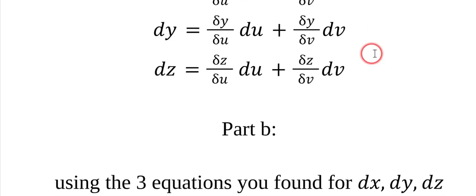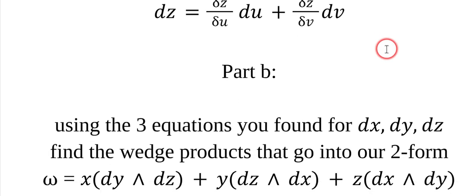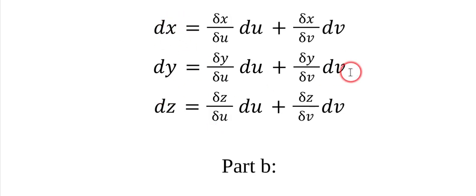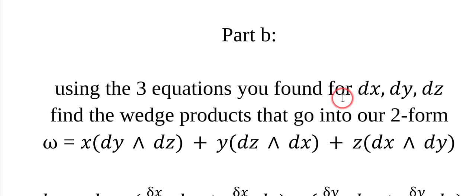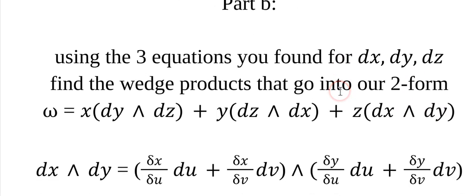Now, part B, this is the interesting part. Use the three equations you just found, dx, dy, dz. Find the wedge products that go into our 2-form, which are these. So you want to take these and wedge them together in the order you found from video 1. Okay? So let's do this one first.